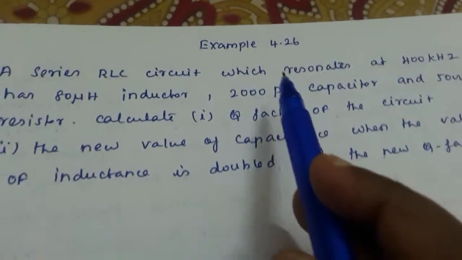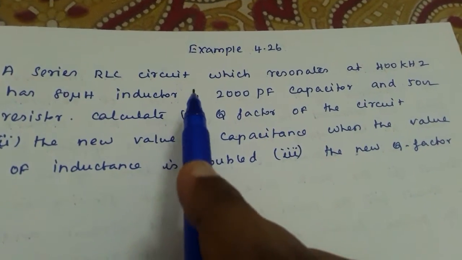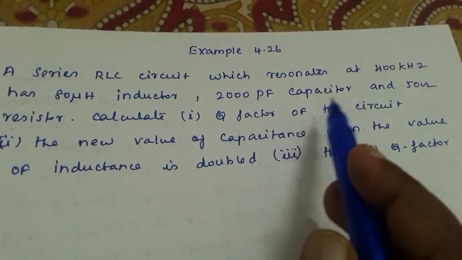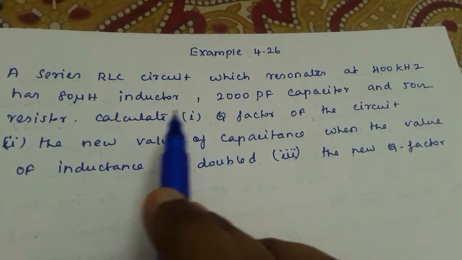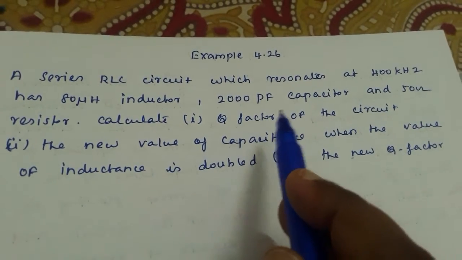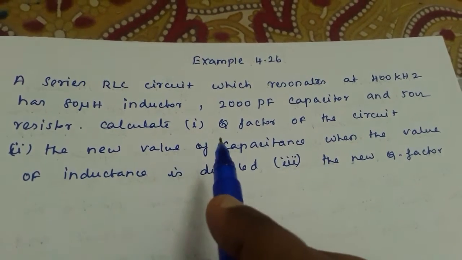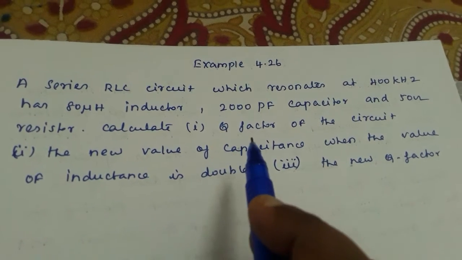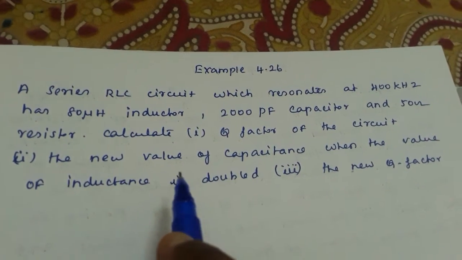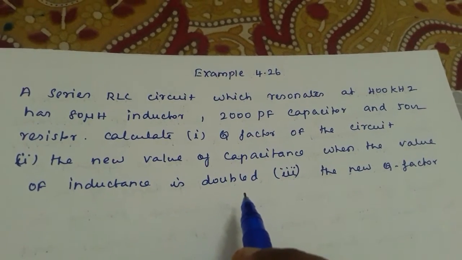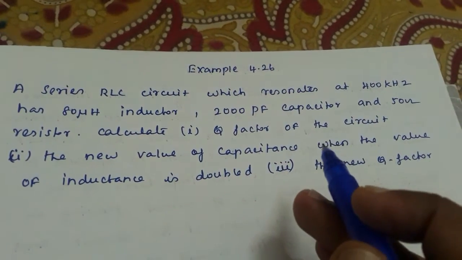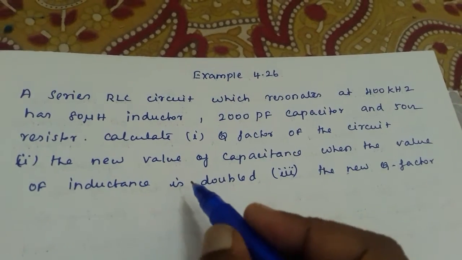Example 4.26. A series RLC circuit which resonates at 400 kHz has an 80 microhenry inductor, a 2000 picofarad capacitor and a 50 ohm resistor. Calculate the Q factor of the circuit, the new value of capacitance when the value of the inductance is doubled, and the new Q factor.